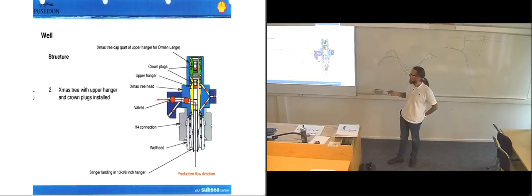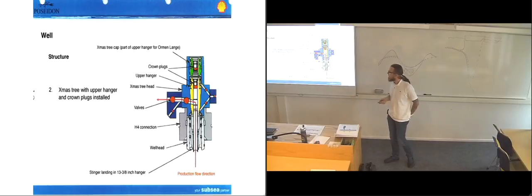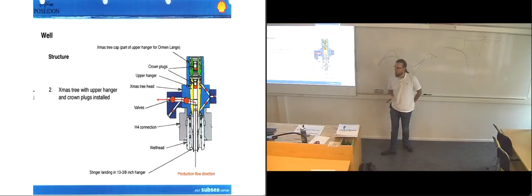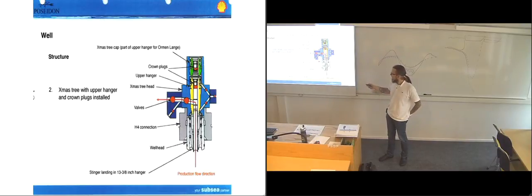So here we see the Christmas tree. Yeah, this is the Christmas tree. So we have the tree cap up here, and those are the crown plugs that they mentioned in the last slide. So they have an upper hanger that's placed actually in the top of the Christmas tree. So you can see this is a bit of a different design than what we've looked at earlier. In the earlier ones, all of the hangers were down pretty far down in the Christmas tree or just in the wellhead itself. And here we have the production flow coming in, going out to this side.